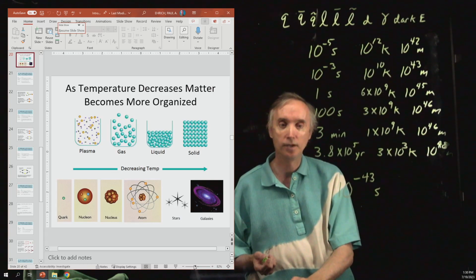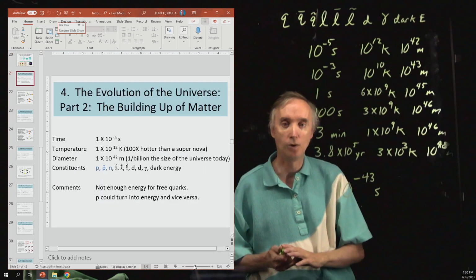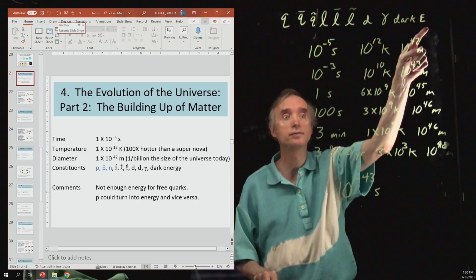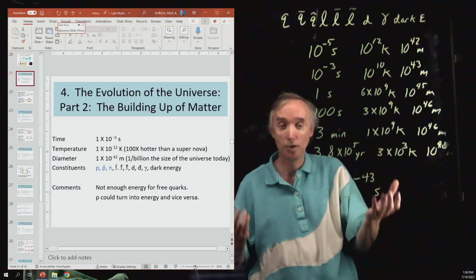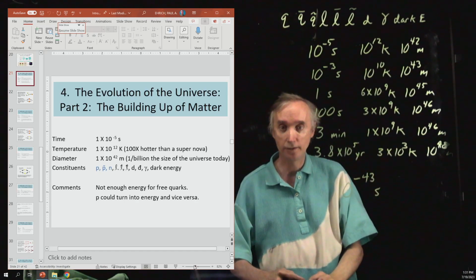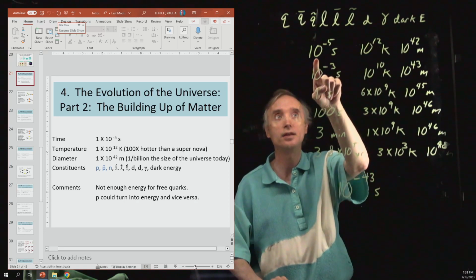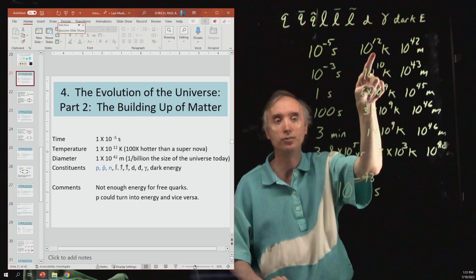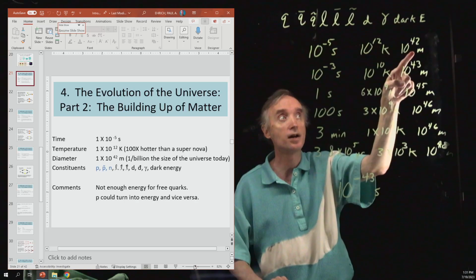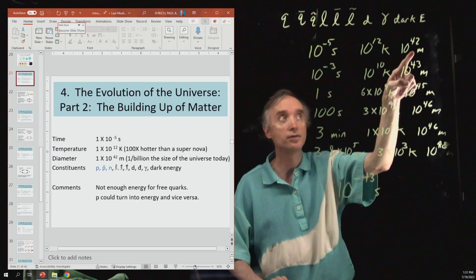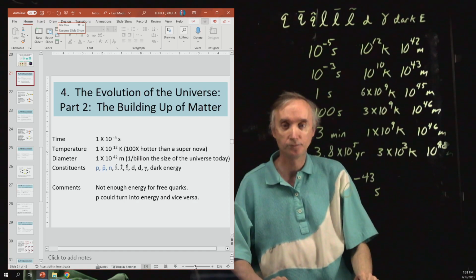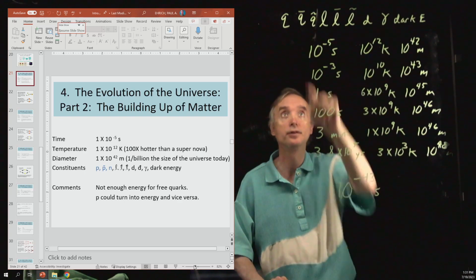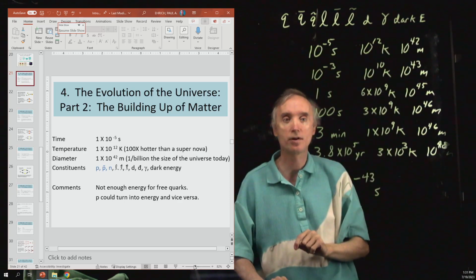All right, so let's proceed with part 2. In part 2, we're going to start with this, and eventually we're going to end up with the universe that we know today. So this is going to take place 10 to the -5 seconds after the Big Bang. The temperature of the universe has cooled to 10 to the 12th Kelvin. The size of the universe is now up to 10 to the 42 meters across. Now look at the constituents of the universe and compare it to this thing up here. So that's what we're starting with.